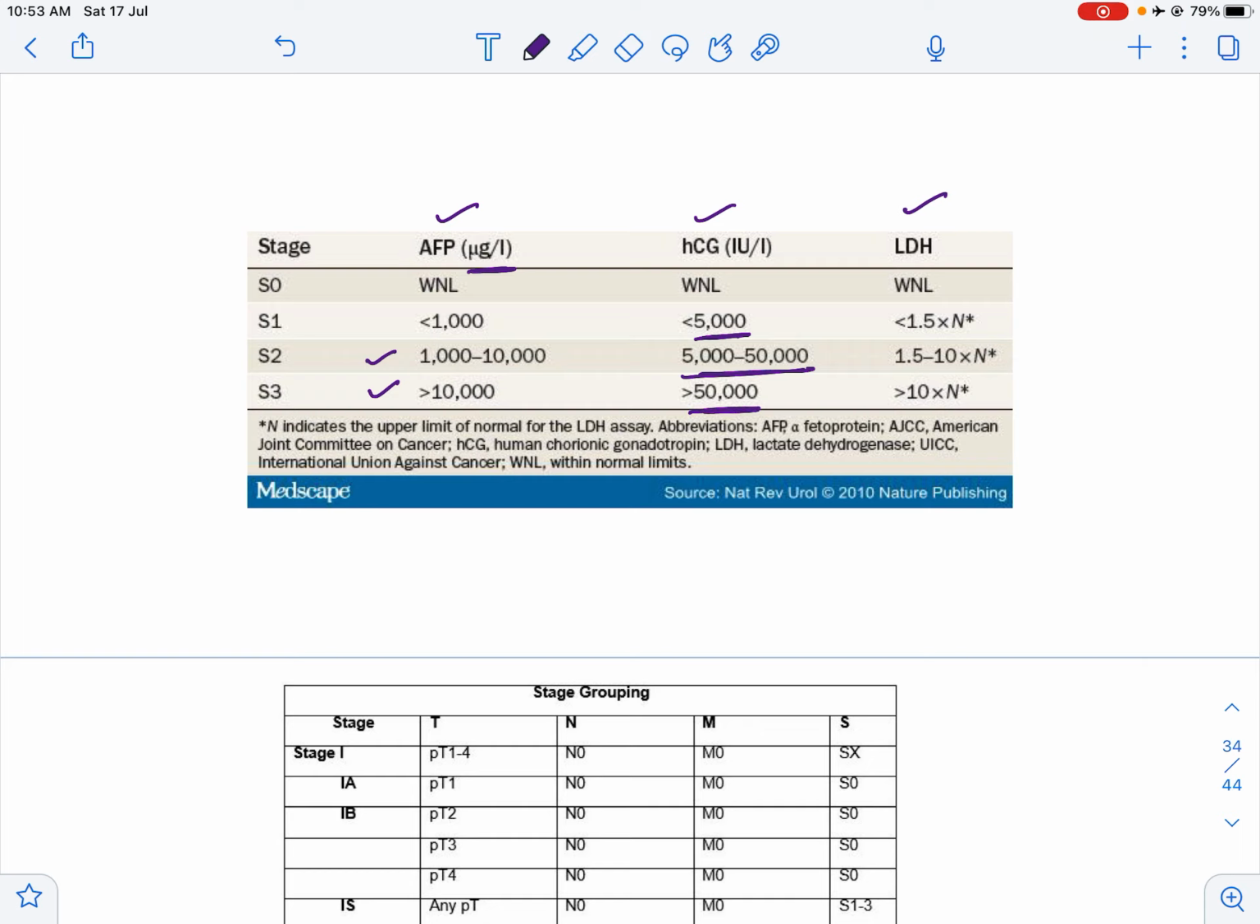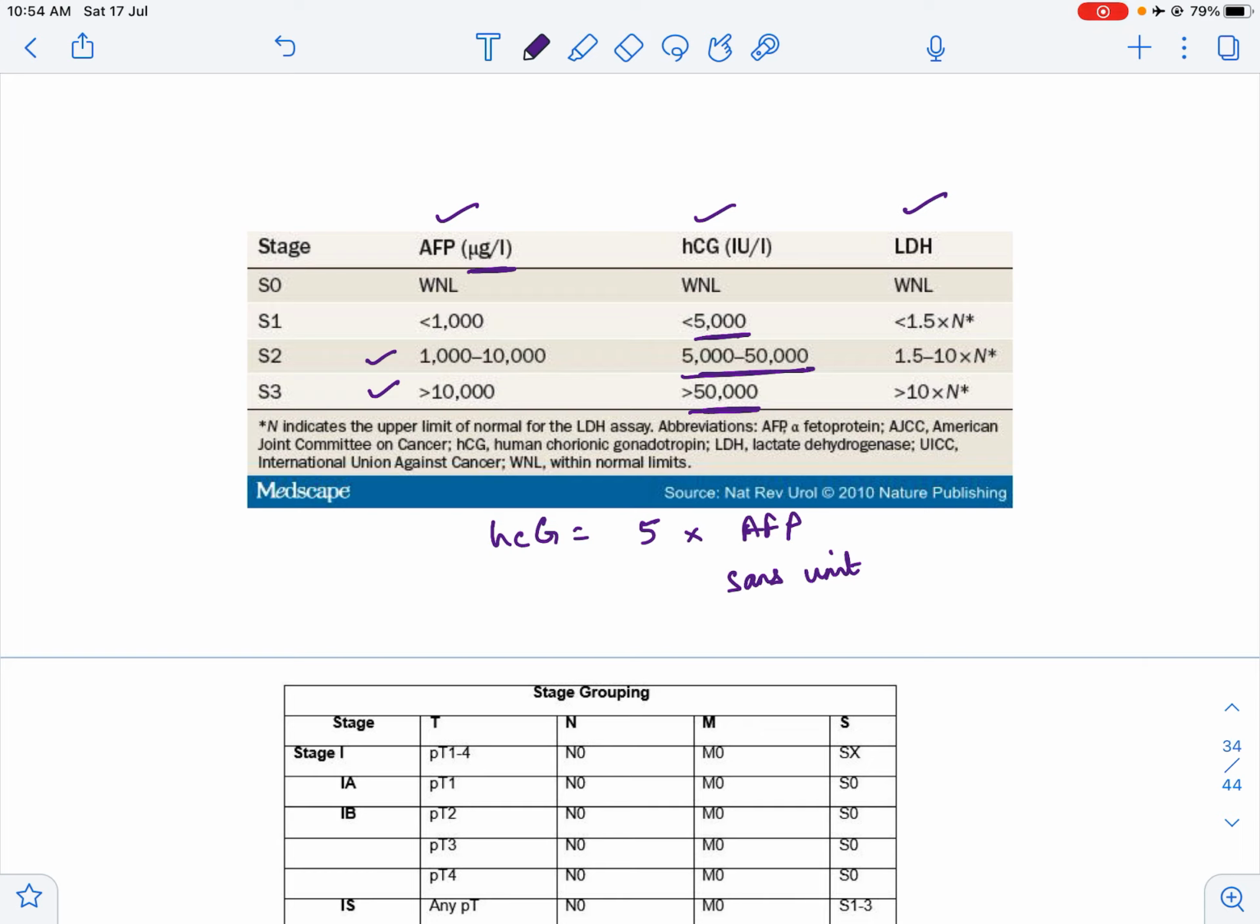Now, as you may have noticed, the HCG value is nothing but 5 times that of alpha fetoprotein. So, HCG equals 5 times alpha fetoprotein, sans the unit, because the unit is different.